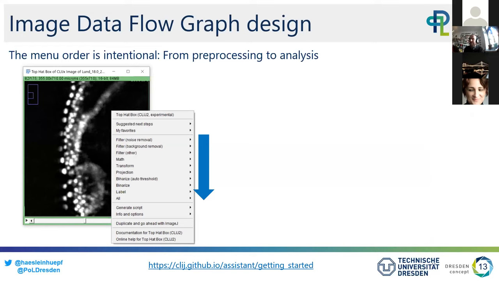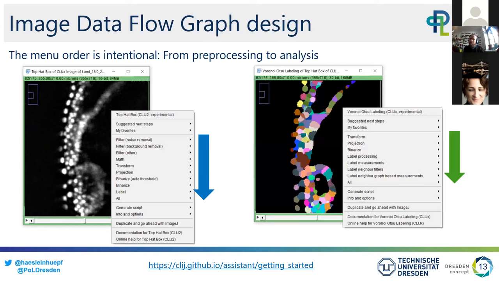And then at some point, binarization, so making a binary image out of it, a mask, then labeling, so then identifying individual objects. And then you have a label image, which looks like this, which is basically the same thing as an ROI, a region of interest in ImageJ, but it's 3D. So you will in CLIJ find nothing or almost nothing about ROIs because we are working with label images because they are available in 3D.